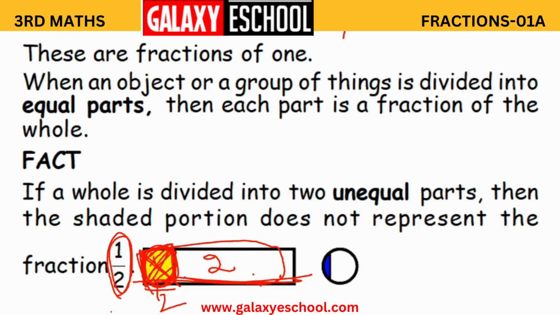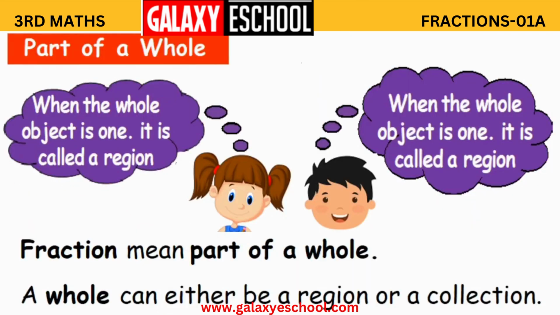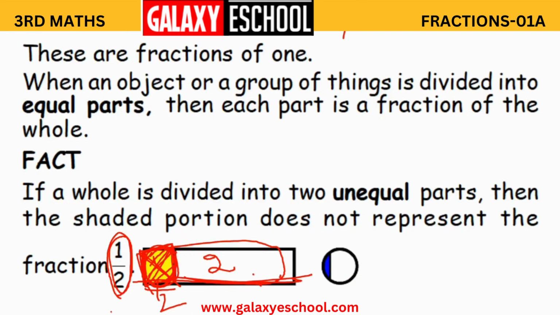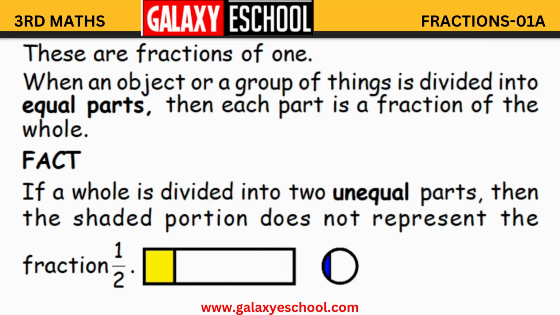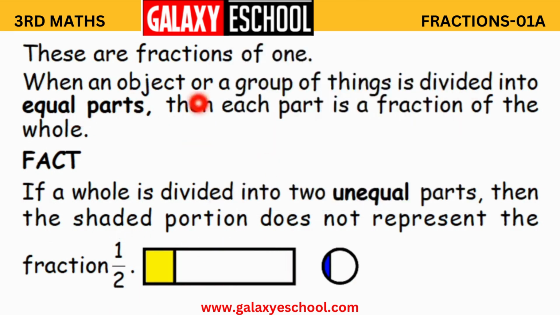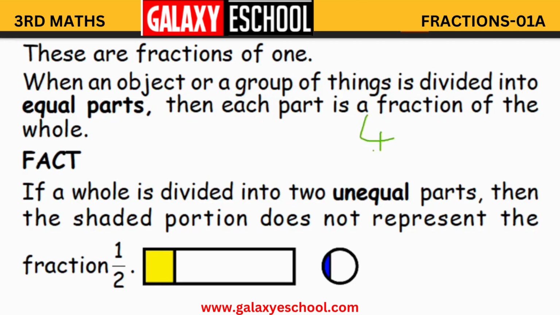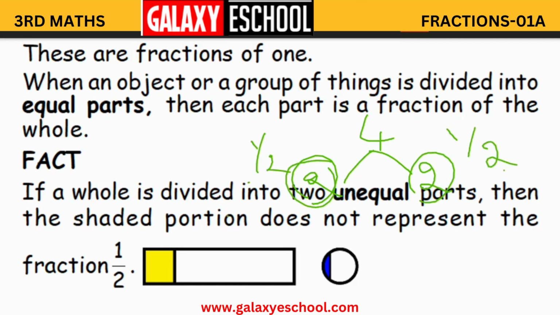So, part of a whole. Understood, right? For the fraction to be 1 by 2 or exactly half, what should we do? We should divide the whole or a group of things. We can even take a group of things. Suppose you are taking 4 apples and dividing them equally, 2 and 2, so both persons receive the same number of apples. Then it is called 1 by 2 and 1 by 2, children, half and half.